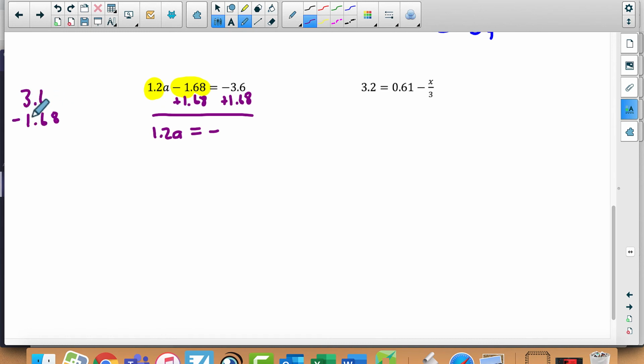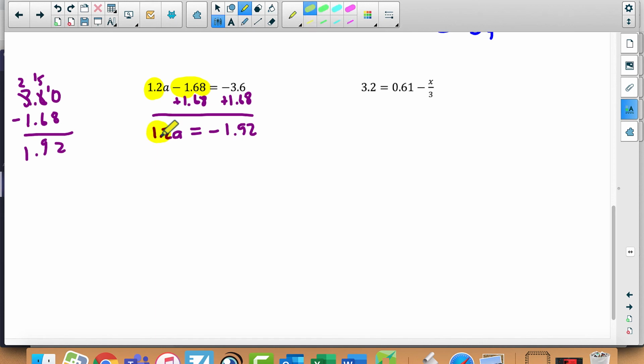Line up the decimals, put a 0 in the extra spot here, and then you could subtract. Got to borrow from the 6, this becomes 10, 10 minus 8 is 2. Got to borrow from the 3, this becomes 2. It's now 15 minus 6, which is 9. 2 minus 1 is 1. Decimal moves straight down, so it's now -1.92. Okay, still got to get that a by itself.